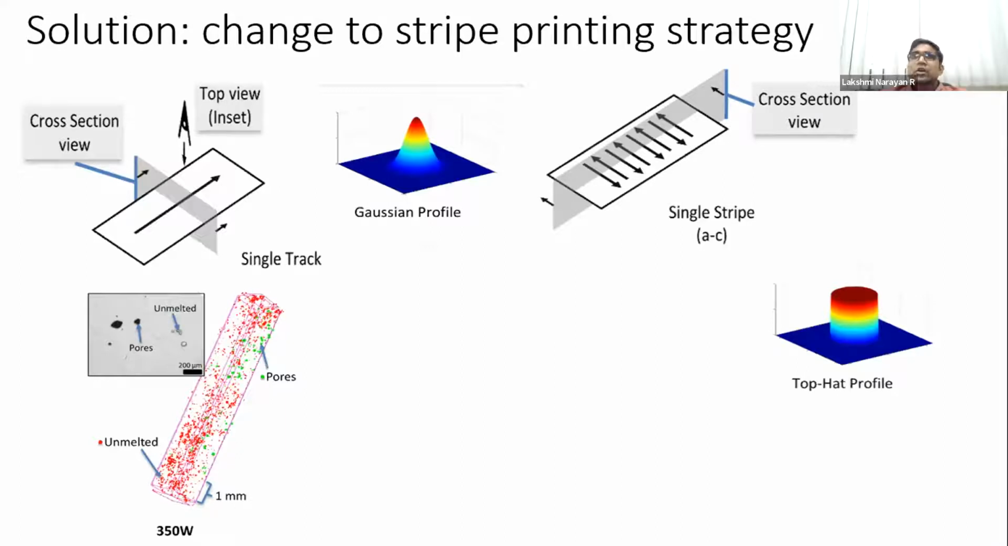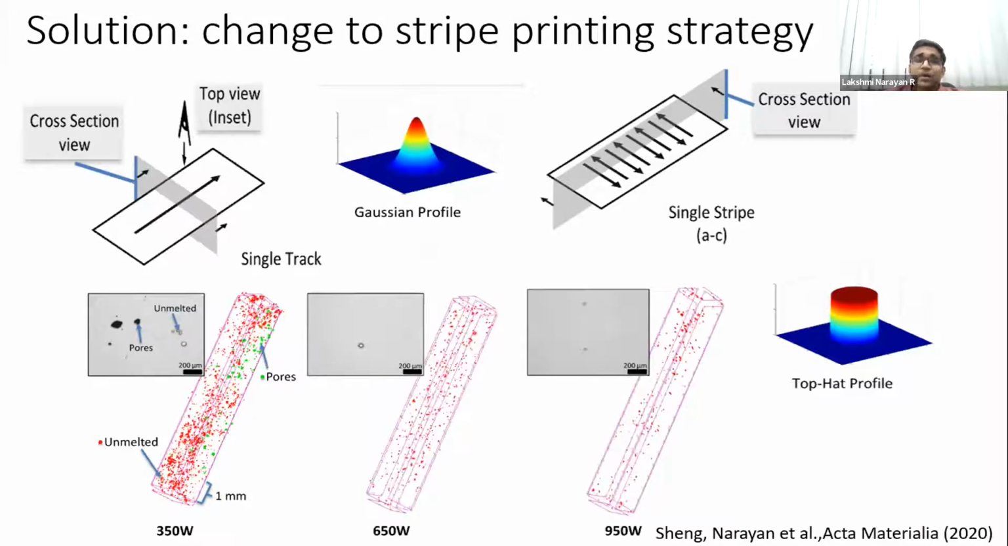Now, if we change it to a top hat strategy, what it does is that your laser beam, if you look at it, the whole cross section will have enough heat. Okay, and this heat will be focused uniformly over this particular beam. And when I go for higher power, see, if you had seen the previous picture, it was about 350 watt, 350 mm per second. But if you go for higher powers and you use a top hat profile and single stripe, you immediately see that the pores and the unmelted niobium have drastically reduced.